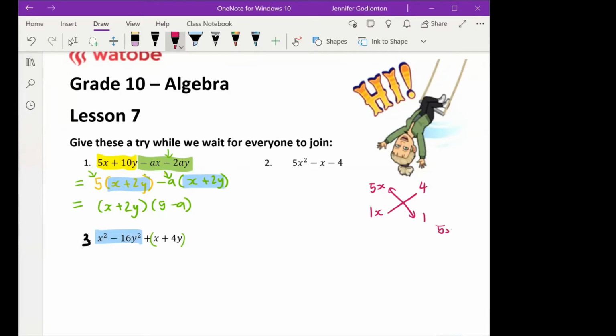Okay, guys, I'm just going to narrate this for a second. So if we have that 4 at the top, that 1x times that 4, that's going to give us 4x, and we're trying to get to a negative x, which means we want that 5x to be negative 5x, and we want the 4x.